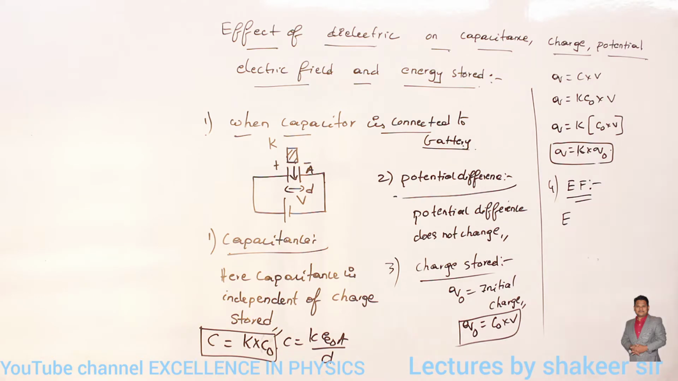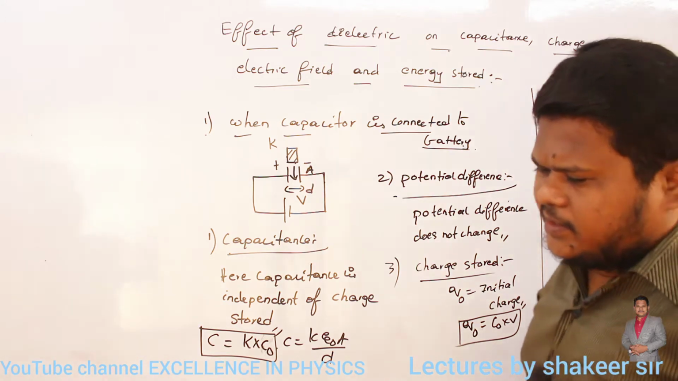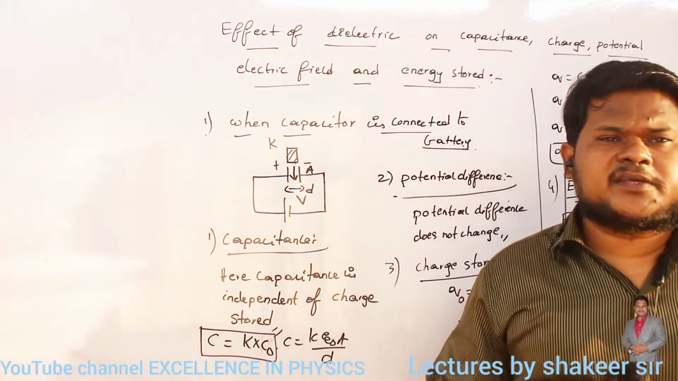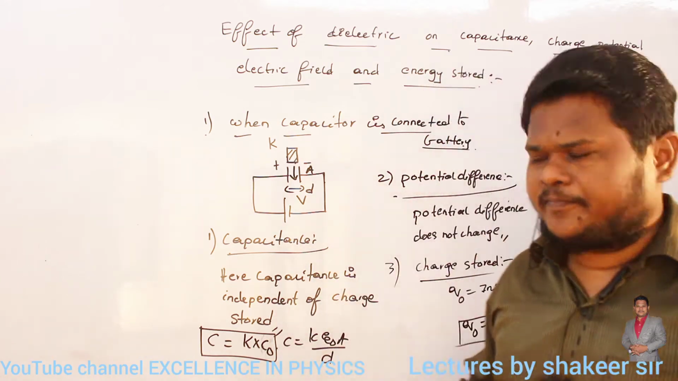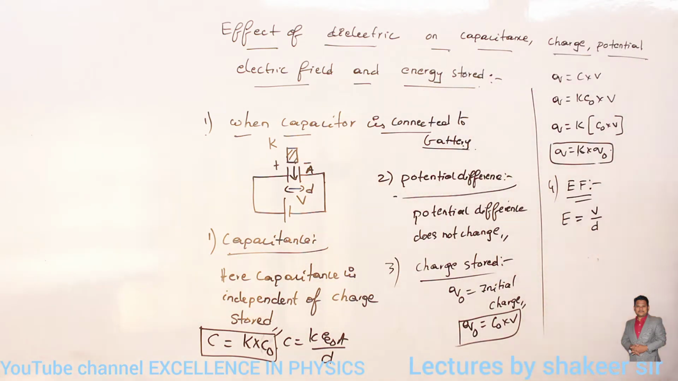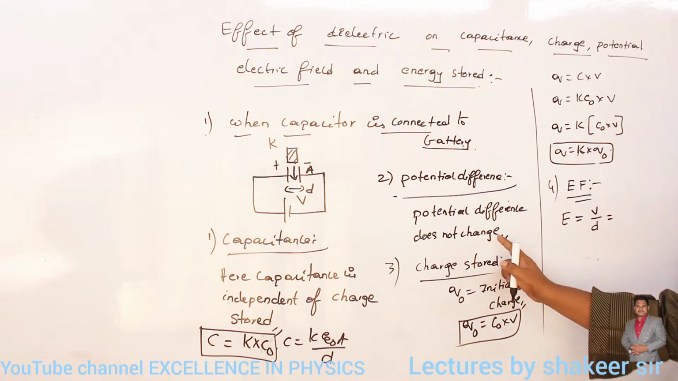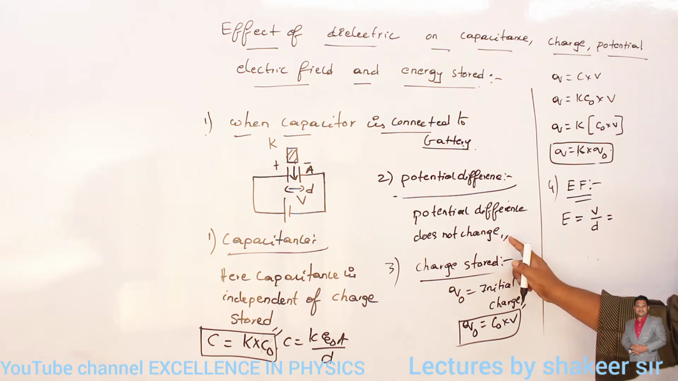Electric field in between the plates of the capacitor. Can you see? So electric field can be written as E is equal to V divided by d, no? Relation between electric field and potential difference in differential form, E is equal to minus dV divided by dr. Or I can write E is equal to V by d in general form. Clear? So E is equal to V by d. Potential difference, is it changing?